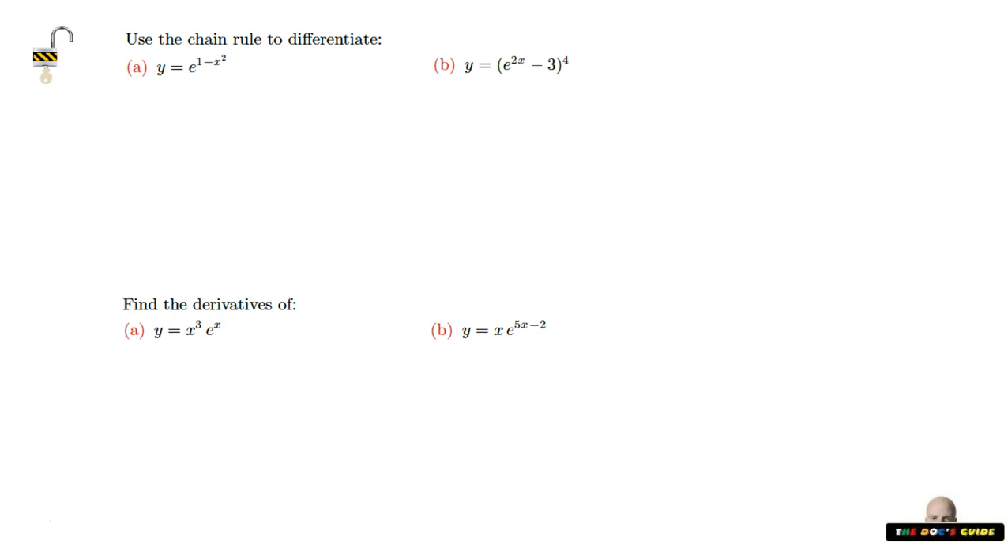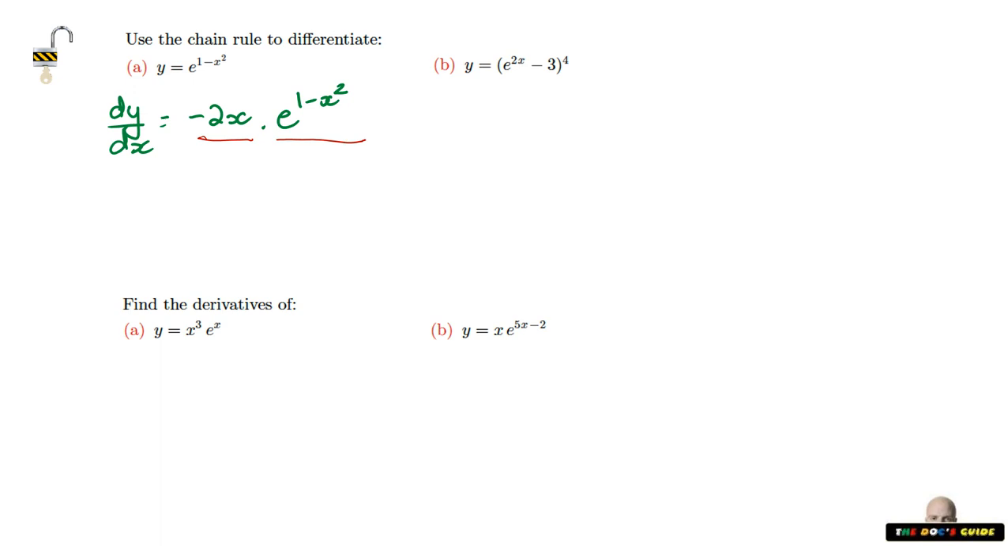So, let's look at using the chain rule to differentiate. Now, there are always marks all over the HSC paper to be gained by just applying this rule. So if we've got y equals e to the 1 minus x squared, so we've got e to the f of x, then we know that dy/dx is f dashed of x times e to the f of x. So dy/dx is the differential of 1 minus x squared, which is minus 2x, multiplied by what we had, e to the 1 minus x squared.